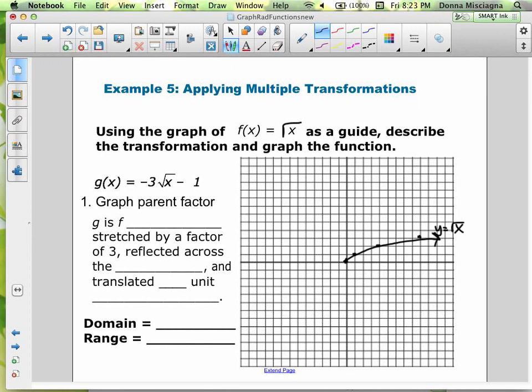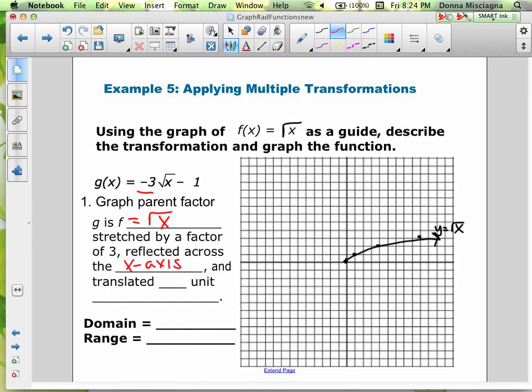All right, so we do have a vertical stretch as well as a reflection. It's in front of the radical, not under the radical, so that means it's vertical. Our parent function is f equals the square root of x, stretched by a factor of 3, and it's reflected across the x-axis, because it's in front.